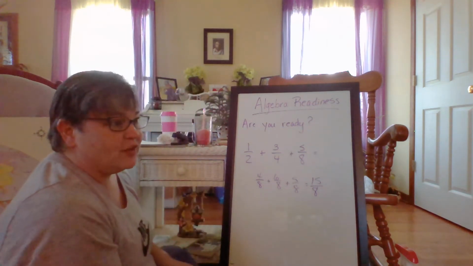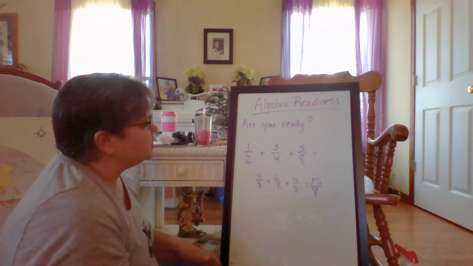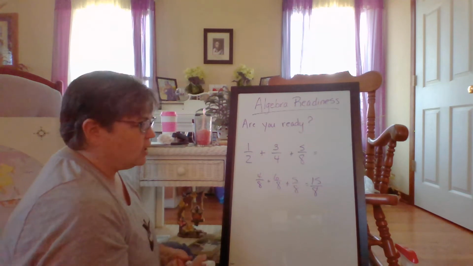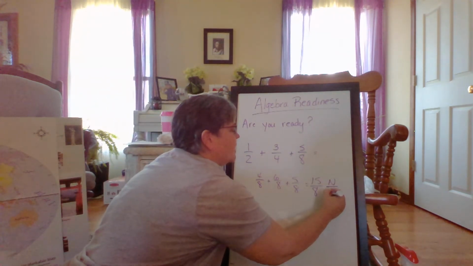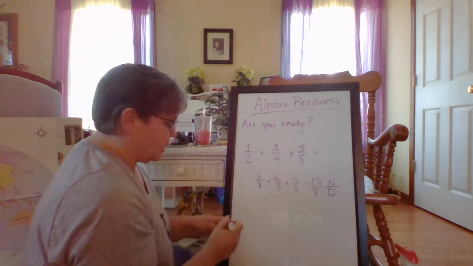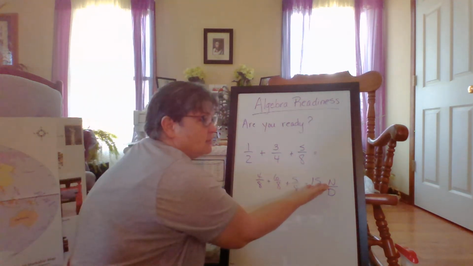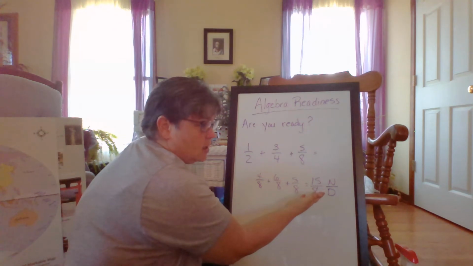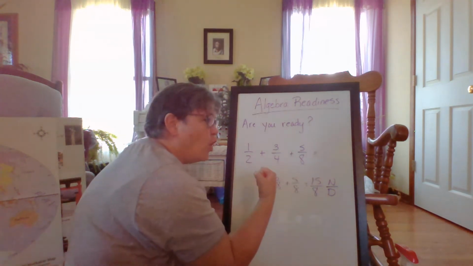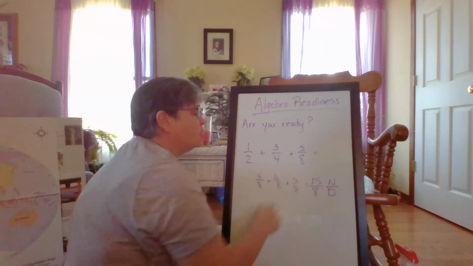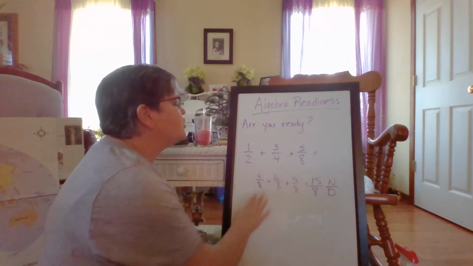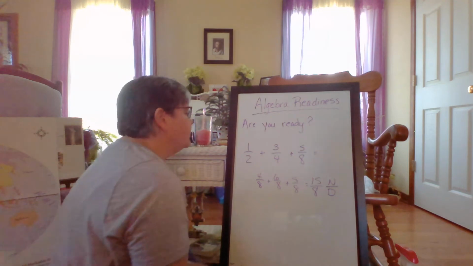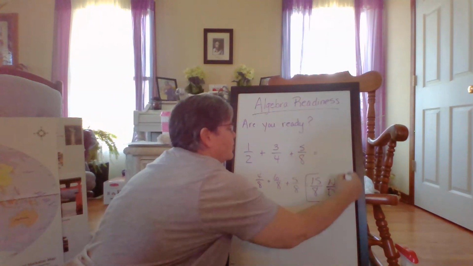Now, I am not finished, and the reason I am not finished is because my numerator is bigger than my denominator. And when I teach my classes, the numerator should always be smaller than the denominator. The denominator doesn't want to hold up a numerator that's bigger than he is. So we're going to say this is improper. So this is an improper fraction.